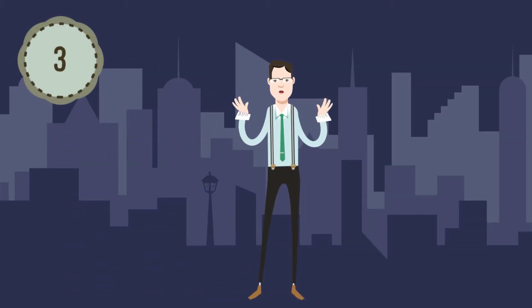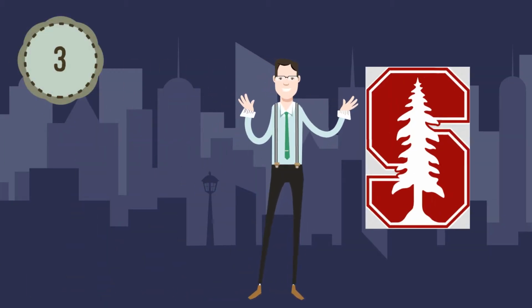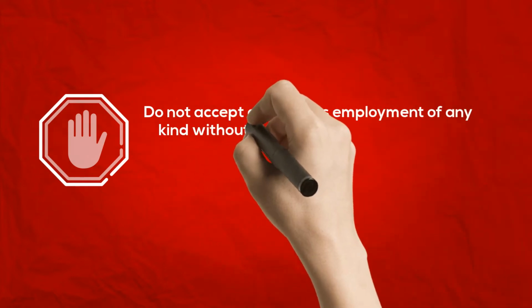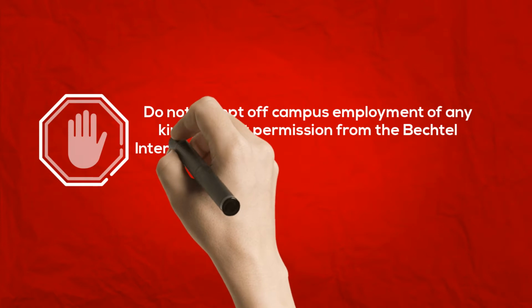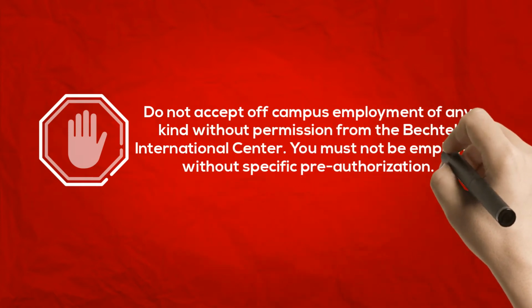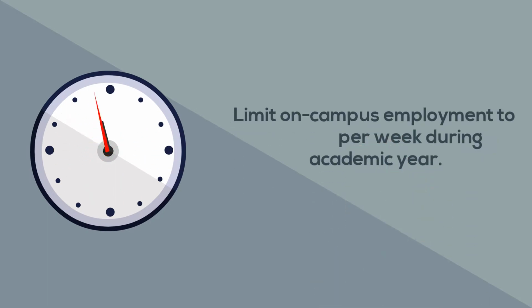Number 3. Follow all on-campus and off-campus employment regulations and restrictions. Do not accept off-campus employment of any kind without permission from the Bechtel International Center. You must not be employed without specific pre-authorization. Limit on-campus employment to 20 hours per week during the academic year.